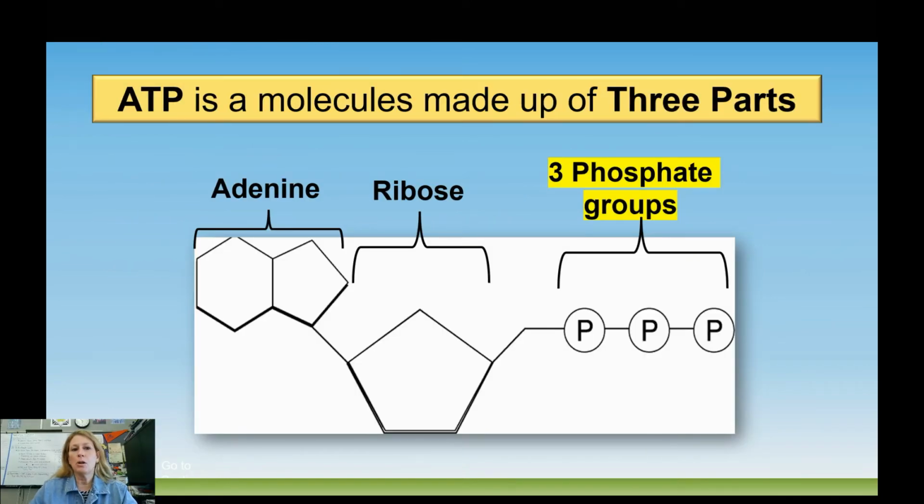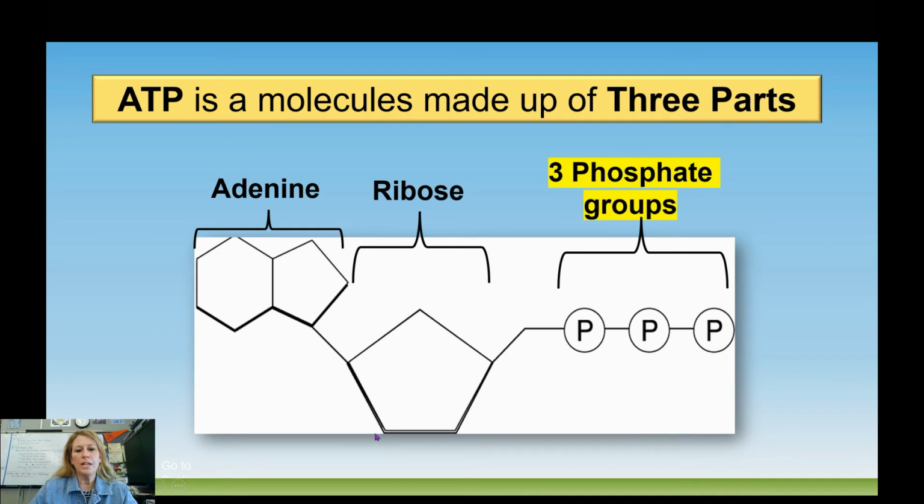So there are three parts to an ATP molecule. The one that changes, that's going to go from ADP to ATP, are the phosphate groups. The other two: adenine, this is a nitrogenous base, so you will see that again when we talk about RNA and DNA. The second part is ribose. This is a sugar, OSE is sugar. It's a 5-carbon sugar, which means it's a pentose, that's how it's classified.